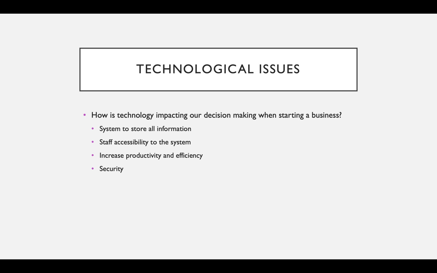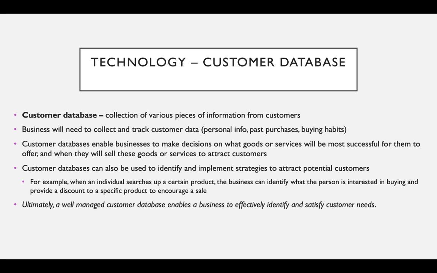So, technological issues. Again, this content is not new to you. If you look back at the second outcome of Unit 1, external factors, operating macro, technology, and global were both in there. All right. So, how is technology impacting our decision making when starting a business? So, we need a system to store all information. We need staff to be able to access the system. It can increase productivity and efficiency, and we must be able to have a secure network to provide to our customers and our employees.